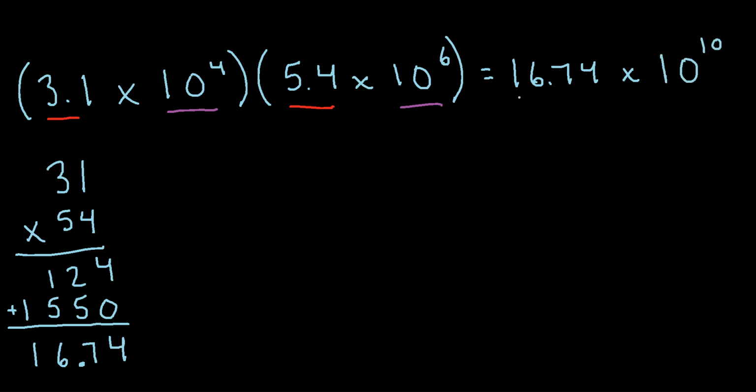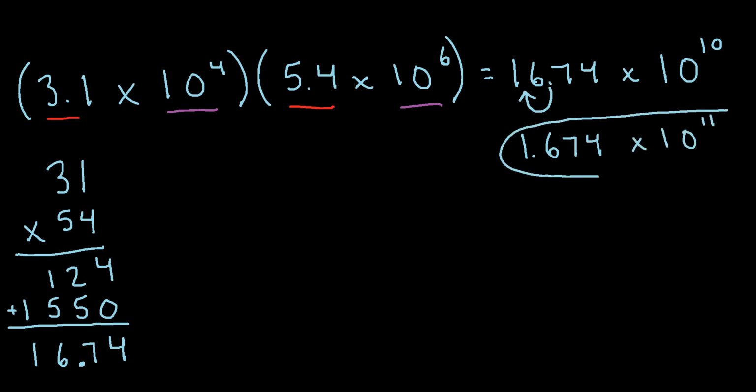Now, again, we said for this number to be in proper scientific notation, this coefficient out front needs to be between 1 and 10. So right now it's not, but to get it between 1 and 10, we can move the decimal point 1 to the left to convert this to 1.674. And we said the number of places that we have to move the decimal point to the left is the number of values we have to increase the exponent by. So this 10 becomes an 11. So we'll say times 10 to the 11th. So that is our final answer on this one.